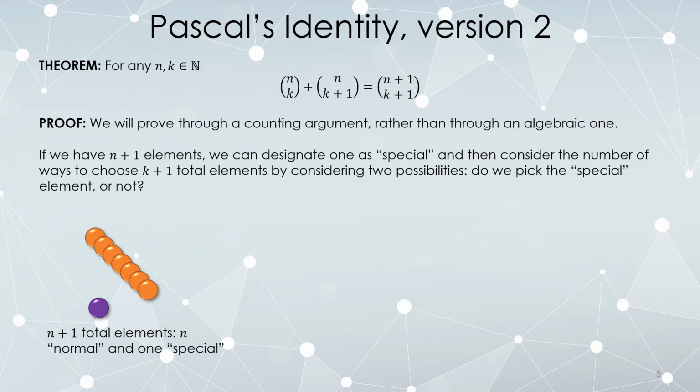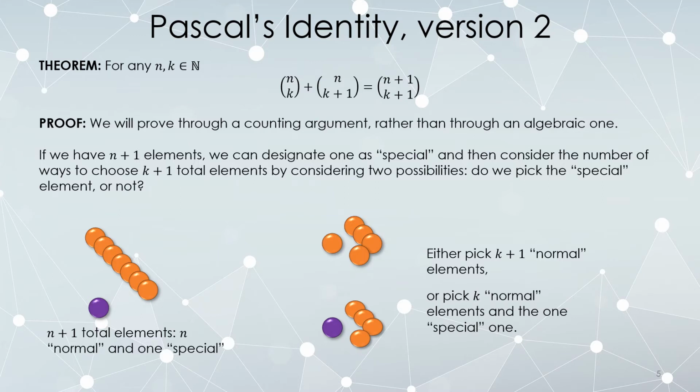So let's suppose we have one special element and n normal elements. That gives me my n plus 1 total elements. Either I can pick a total of k plus 1 normal elements, totally ignoring the special one, or I can pick the single special element, which leaves k total things to choose from the normal ones. So there are two distinct possibilities. Out of n plus 1 elements, if I'm choosing k plus 1, perhaps all of them were not the special element, or maybe I did pick the special element and then I had k normal ones to pick.